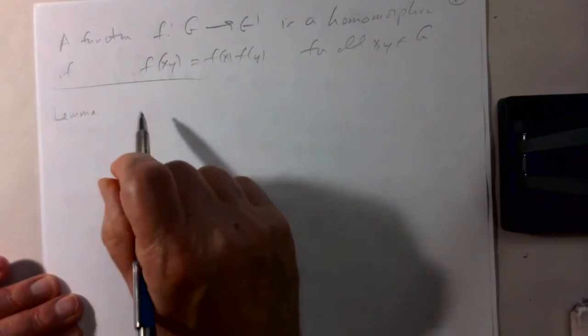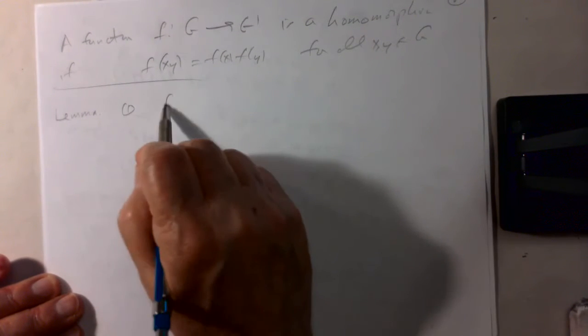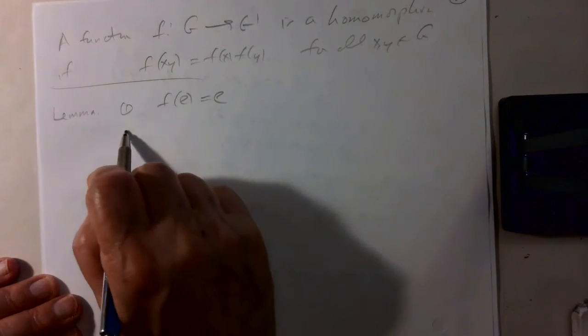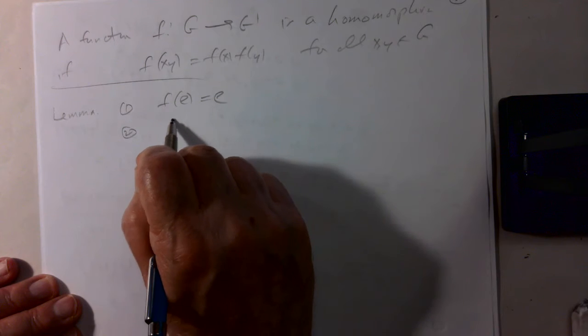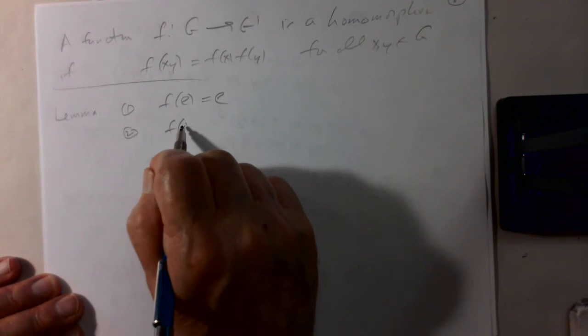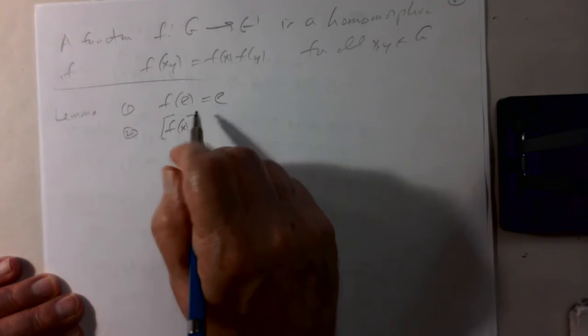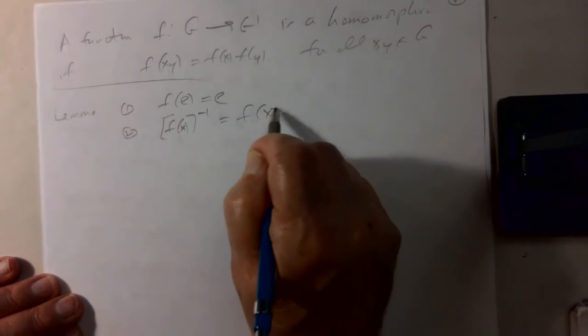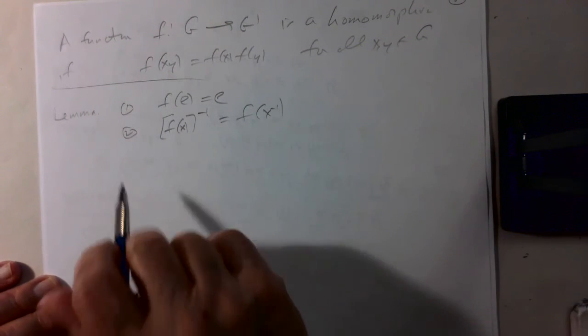What are some nice properties of a homomorphism? Let me just collect them in a lemma. If you apply f to the identity in G, you get the identity in G prime. If you take f of x, where x is in G, so f of x is in G prime, the inverse of f of x is the image of x inverse.